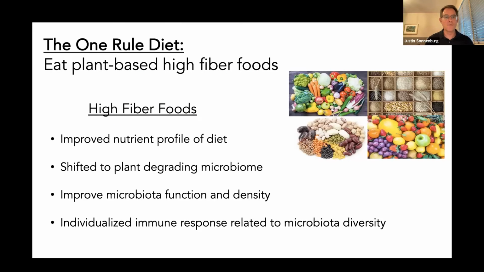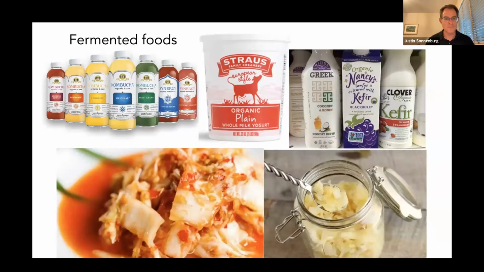So we think about this one rule diet: eat plant-based high-fiber foods. You get an improved overall nutrient profile beyond dietary fiber. You shift your microbiome to plant degradation rather than mucus degradation. This is what we saw in our high fiber diet intervention. You improve microbiota function and density, and in our study, we actually saw individualized immune responses, and we're trying to learn more about who responds in which way to different types of dietary fiber. So that's ongoing research.